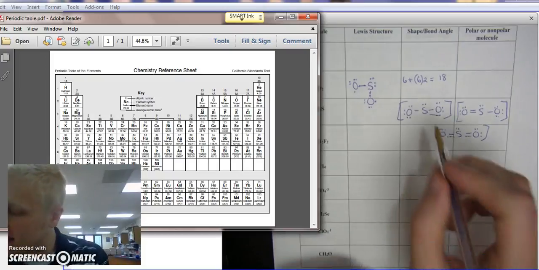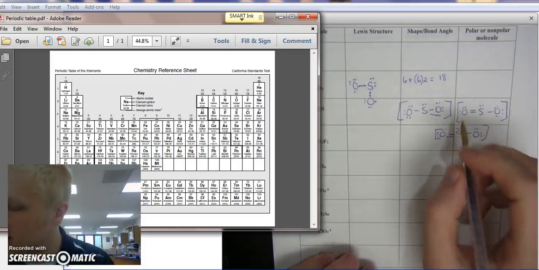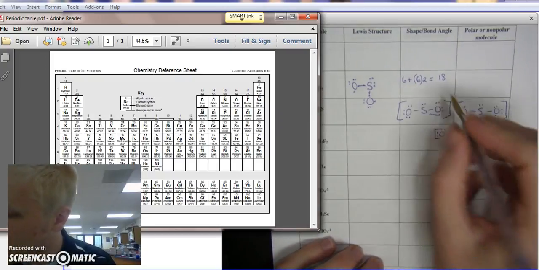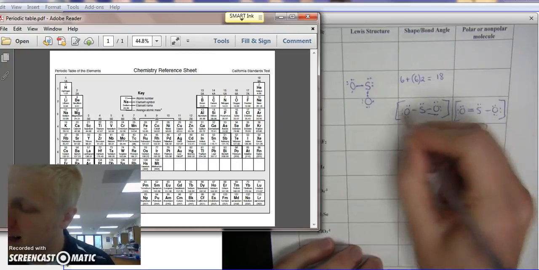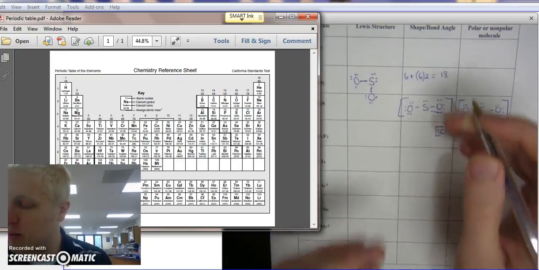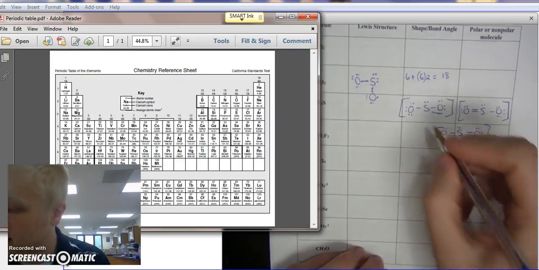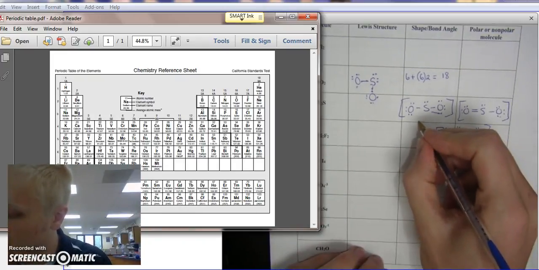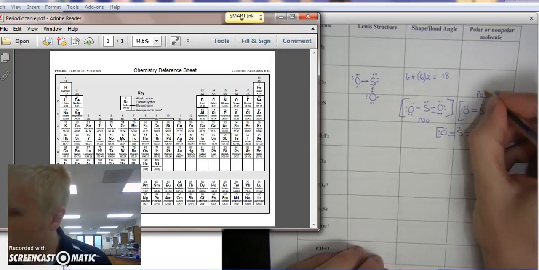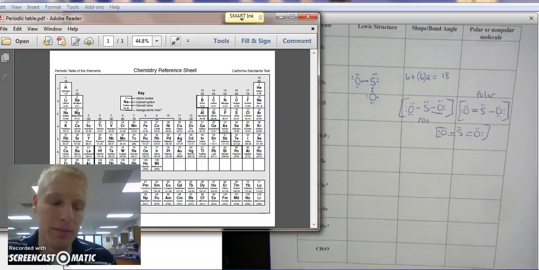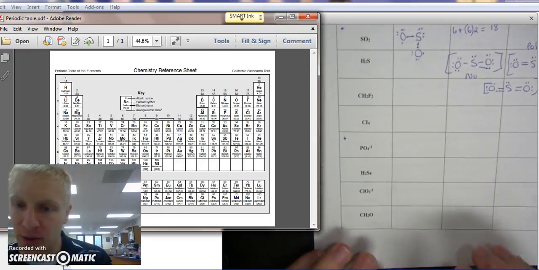Alright, deciding if this is symmetrical, we'd have to see if we can cut it in half. So if we cut this in half, it's not symmetrical from top to bottom, because we'll find out that this is bent. So we would say no to symmetry, and if it's not symmetrical, then we would call it polar. Alright, moving on to another problem.